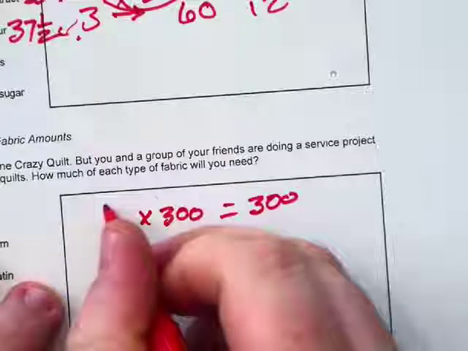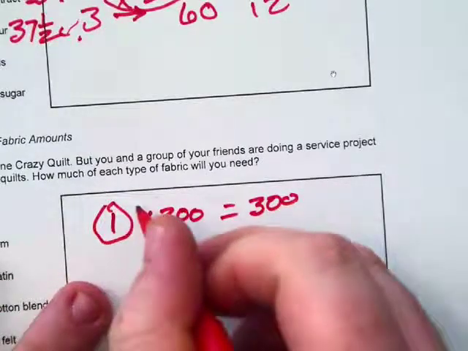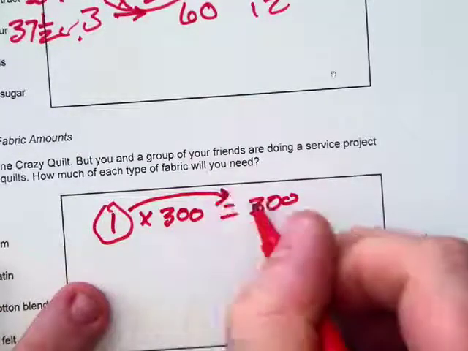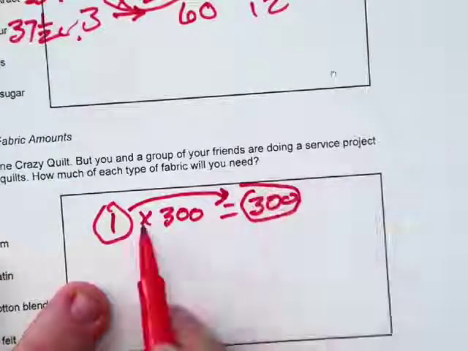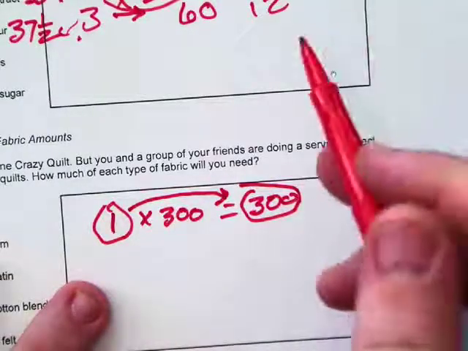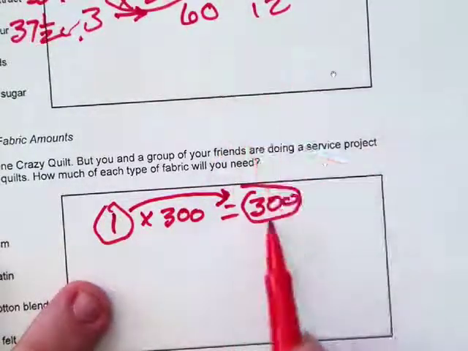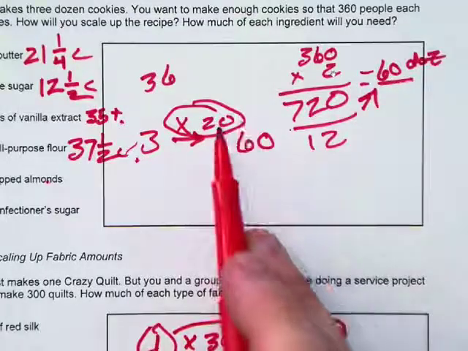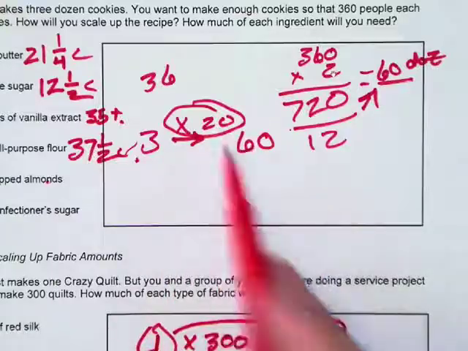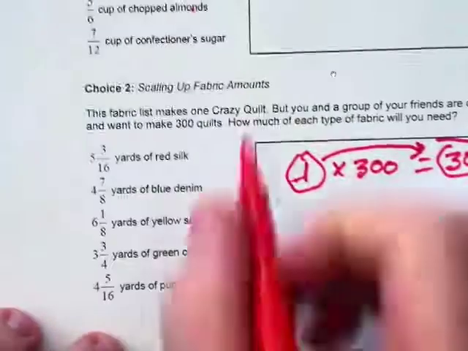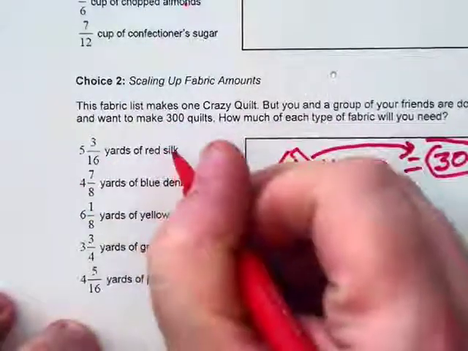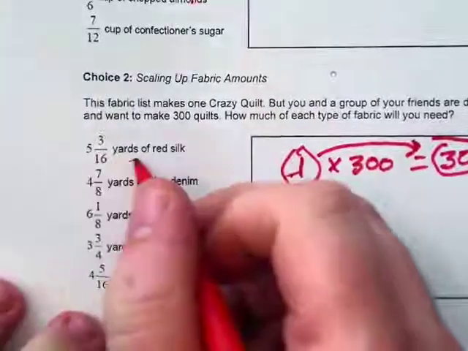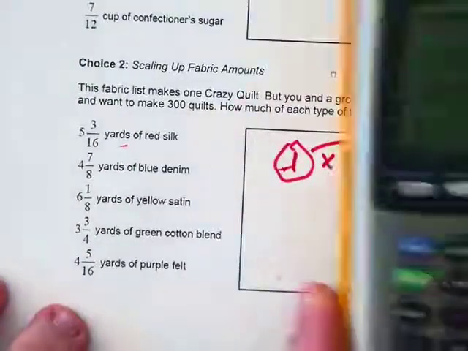Okay, you're going from 1 to 300, and you just got to figure out what math you do to get there. If you don't know, just divide it. 300 divided by 1. 60 divided by 3, and you'll get 20. Okay, so that means all of these fractions you got to convert to mixed numbers. So, I'll show you the first one.